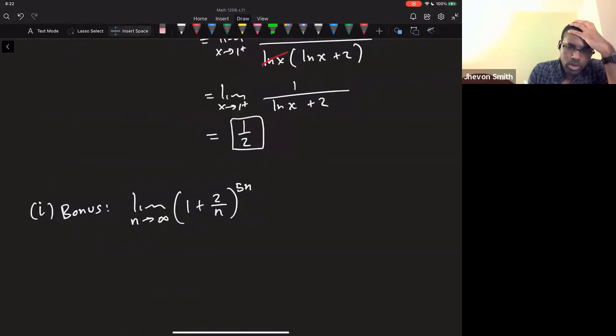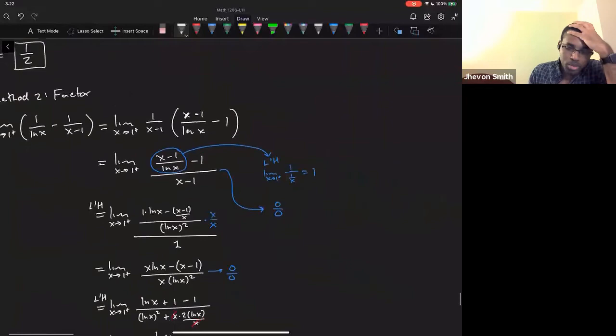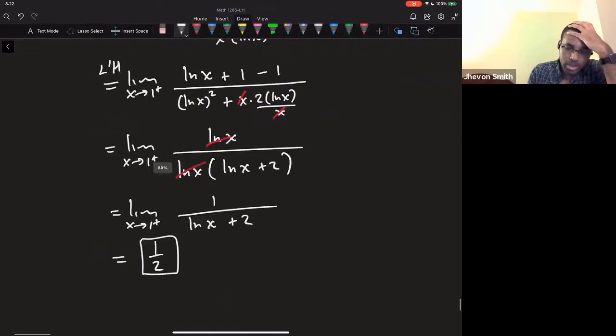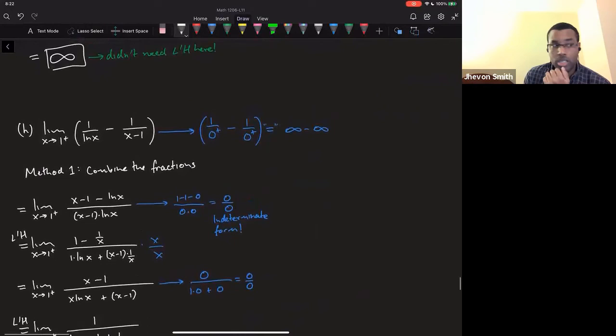That was kind of annoying. Because I had to do a L'Hopital's rule to figure out that the numerator went to 0. Then I had to do like the quotient rule. It's kind of annoying. If your algebra is a little shaky, like method 2 probably isn't what you want to do. Yeah, so I would recommend if you have 2 fractions, just combine the fractions into 1 big fraction.